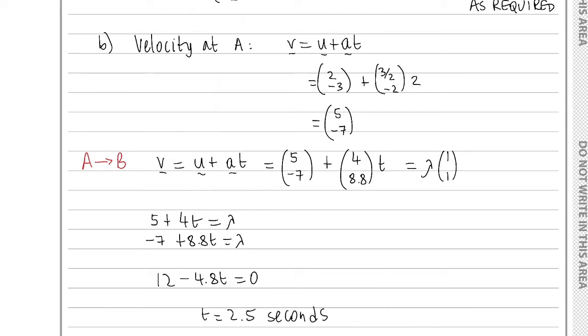Remember that if two vectors are parallel, it means that one is a multiple of the other, and therefore it's lambda times 1, 1. The answer is 2.5 seconds. That was question 8 of this paper.